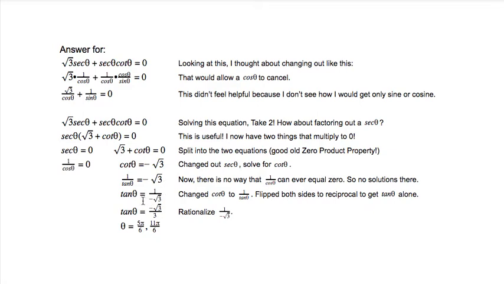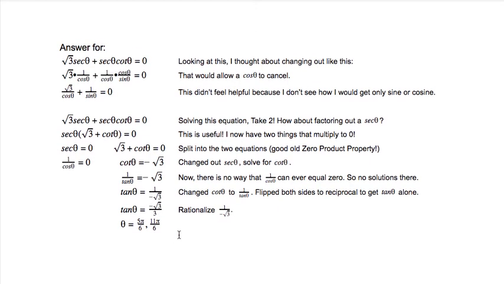Subtract my root 3. I remember that cotangent is 1 over the tangent, so I'm going to do the reciprocal of both sides, since there are no adding or subtractings going on here. And then I'm going to rationalize because no root 3 is allowed in the denominator. We know that. So I'm going to rationalize. And then I went to my unit circle and I looked where were these tangents happening. And they were happening at 5 pi over 6 and 11 pi over 6. I went back, I checked both answers in the original problem, and they both checked out.